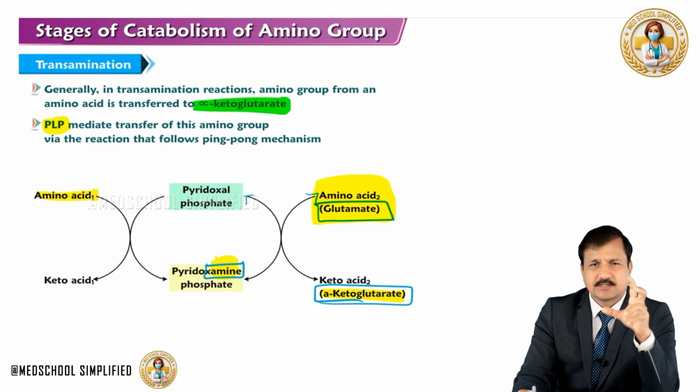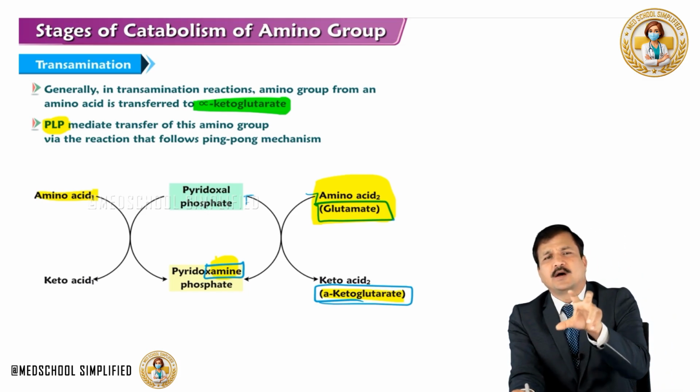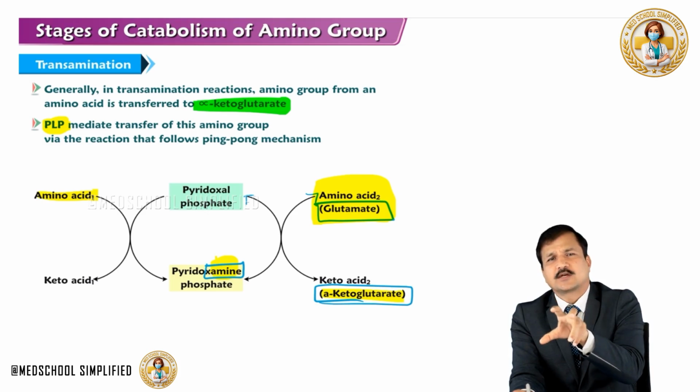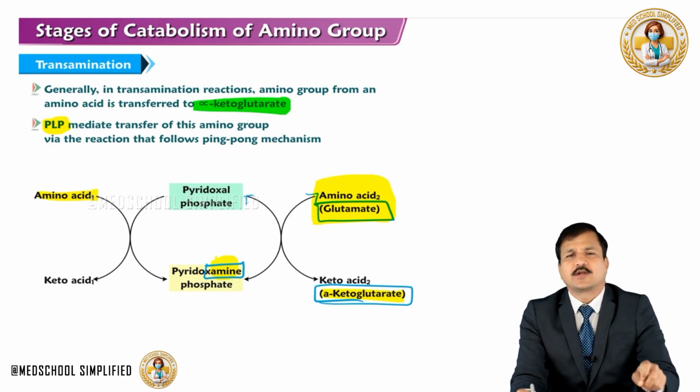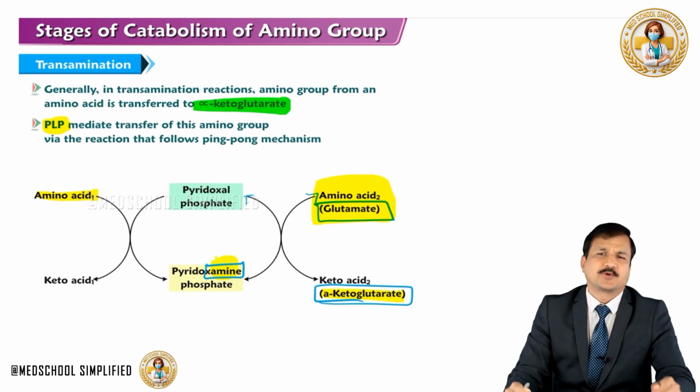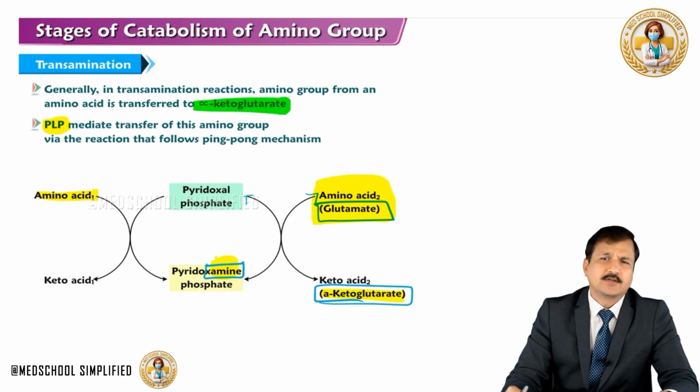Although these transamination reactions are reversible, in the peripheral tissues they are all going from amino acid to pyridoxal phosphate to alpha ketoglutarate, and alpha ketoglutarate to glutamate, and glutamate is transported, although glutamate can undergo further modification before transporting into the liver.